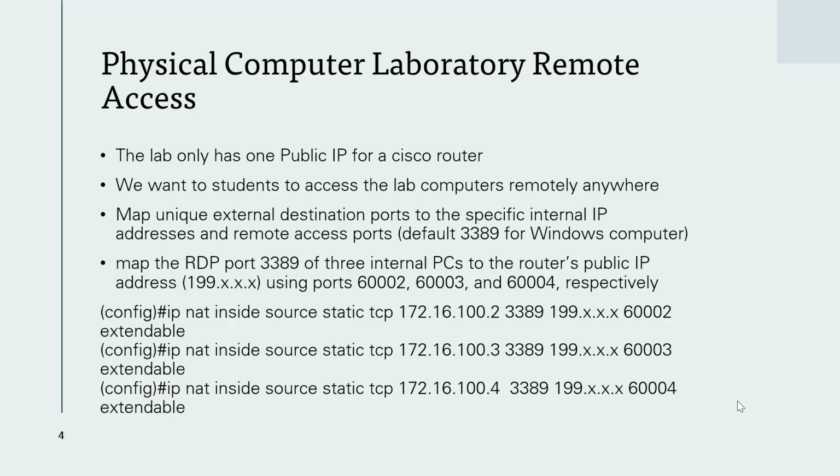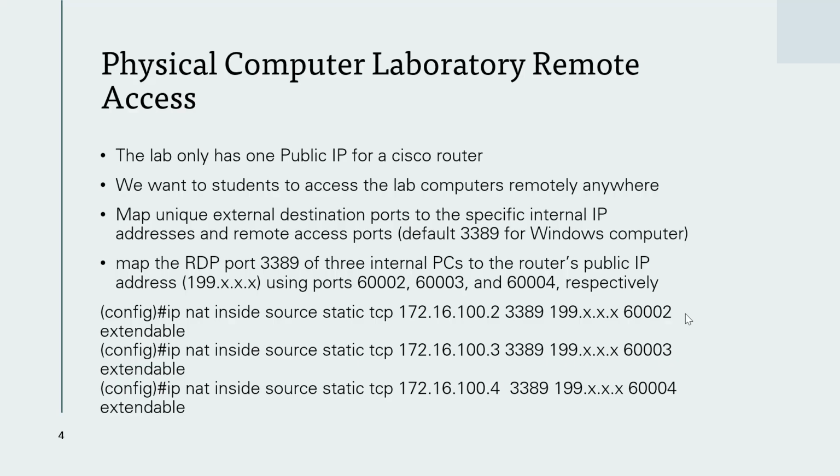So here we just give one example. We assume all the PCs will run Windows operating system, and the RDP port, Remote Desktop Protocol port, is 3389, and we have 3 internal computers. The IPs will be 172.16.100.2, 100.3, 100.4. So in the router, we choose 3 port numbers: 6002, 6003, 6004 to map each individual computer inside.